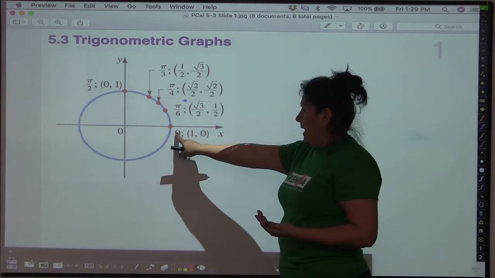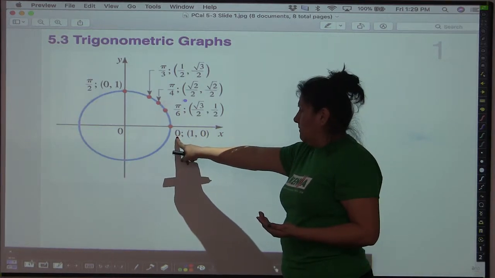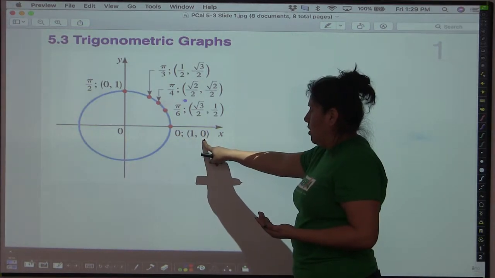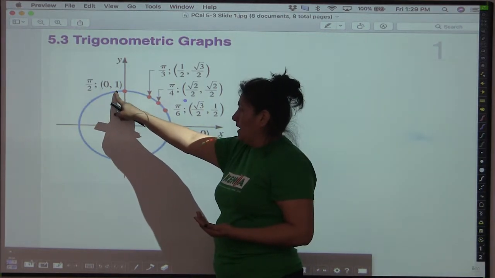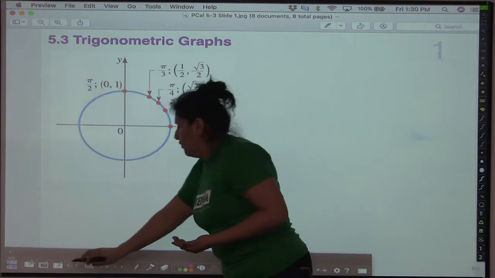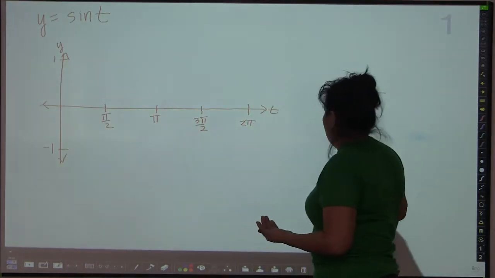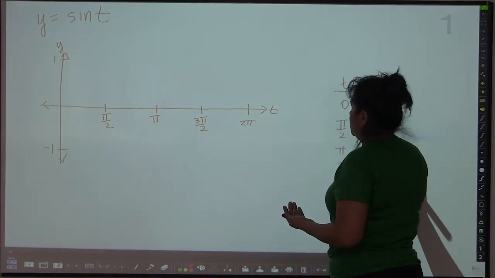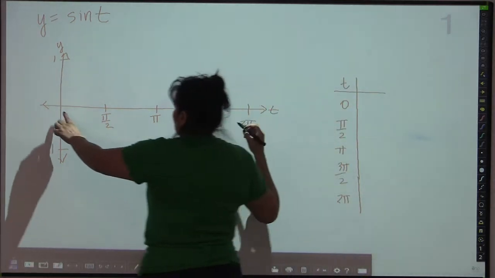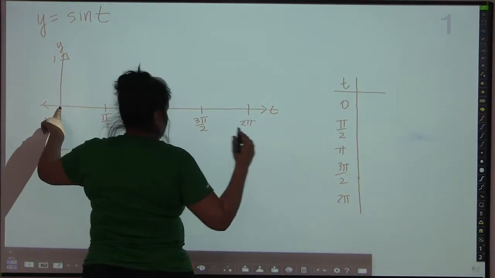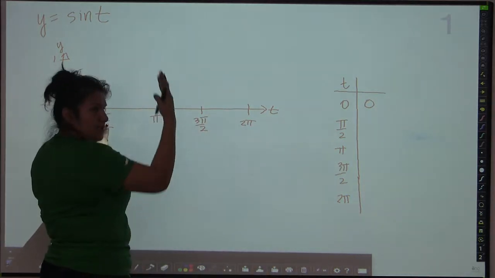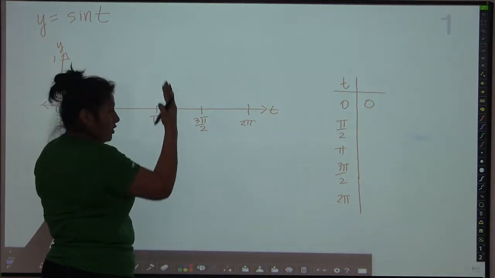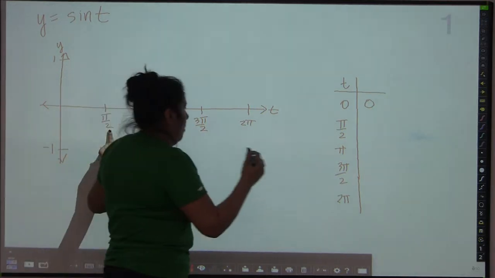So when you have 0 radians, the y coordinate is 0. When you have pi over 2 radians, the y coordinate is 1, and so on and so forth. So we start filling it in. We know that at 0, the y coordinate is also 0. And we know that at pi over 2, which is the 90-degree mark, it's 1.